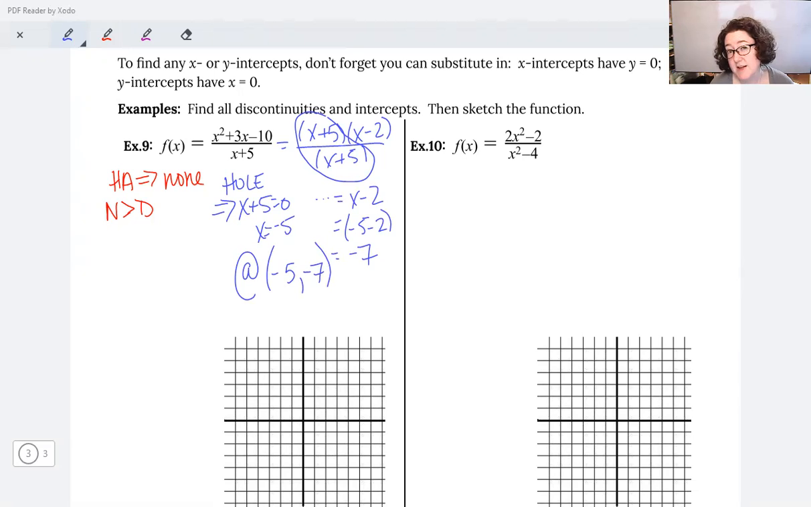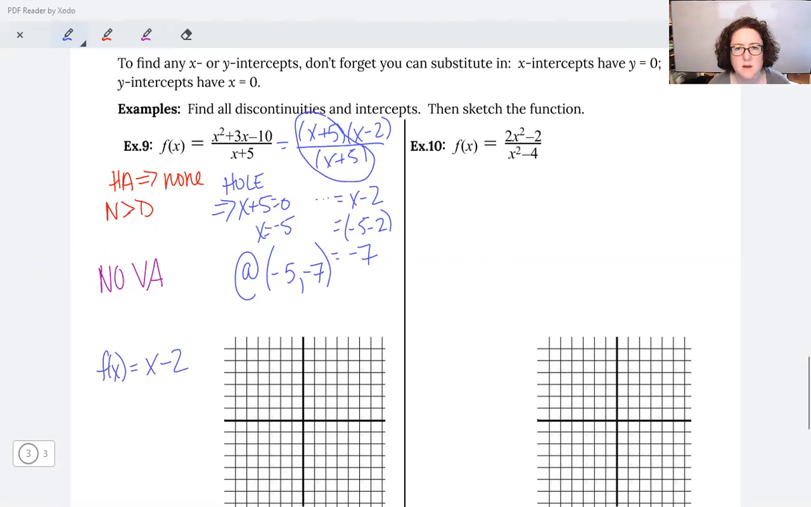Do we have any vertical asymptotes? No leftover factors in the denominator, so no vertical asymptote on this one. Wait a second. Rational functions are supposed to have a horizontal and a vertical asymptote. But let's think about this. Our x plus 5 kind of canceled itself out. We're left with just a plain old x minus 2. So in other words, f of x, when we simplify everything out, equals x minus 2.